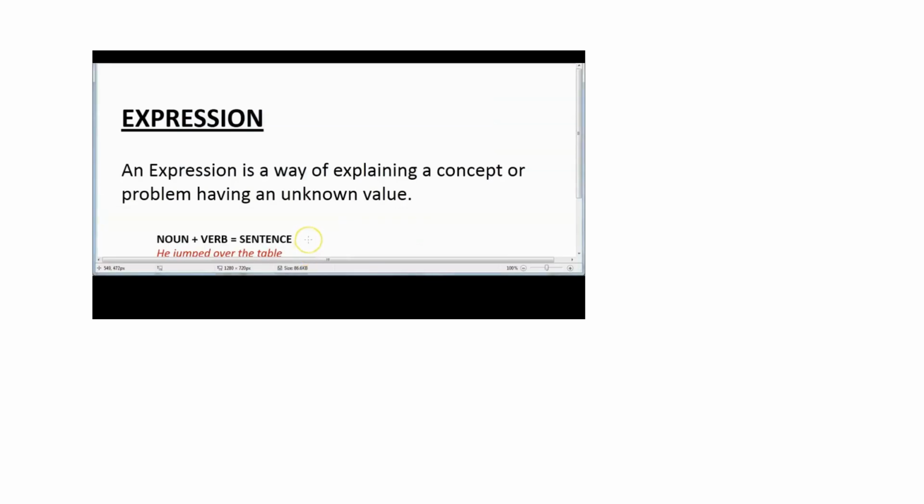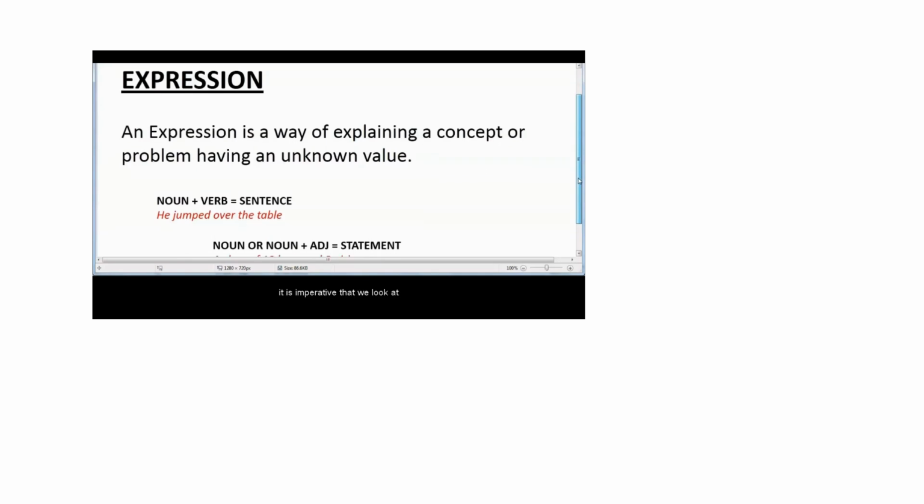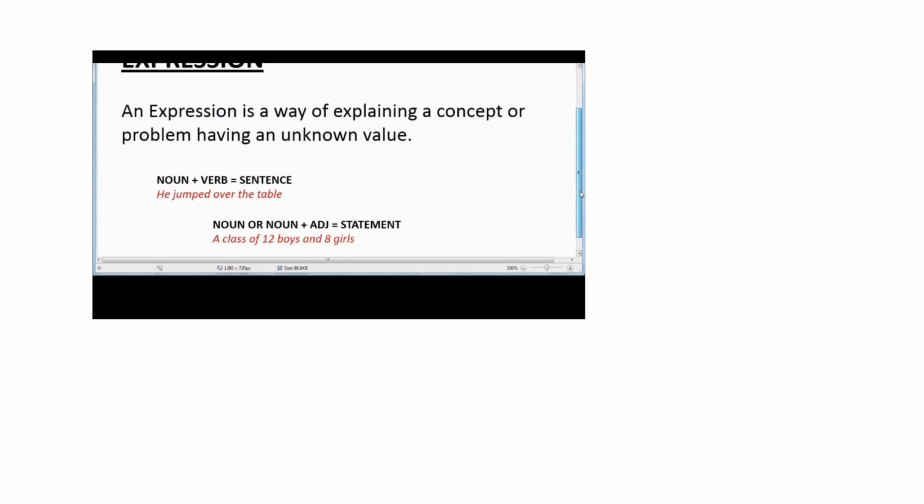Now to our main topic, what is an expression? An expression is a way of explaining a concept or problem having an unknown value. But before we delve more into creating expressions from statements, it is imperative that we look at what a sentence is, how it's being constructed, and how to derive expressions from these sentences. So let's look at the concept of sentences and statements.